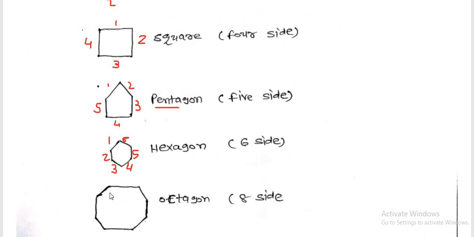Here is a shape of an octagon. Octagon has 8 sides. First, second, third, fourth, fifth, sixth, seventh and 8. Octagon has 8 sides.